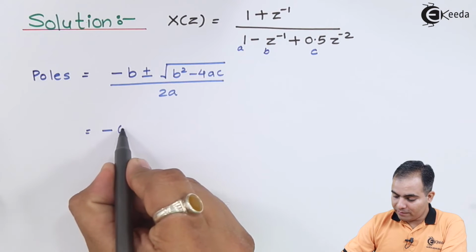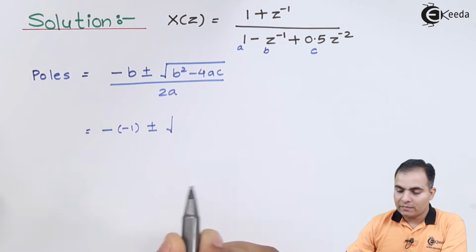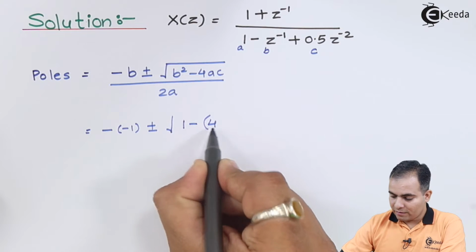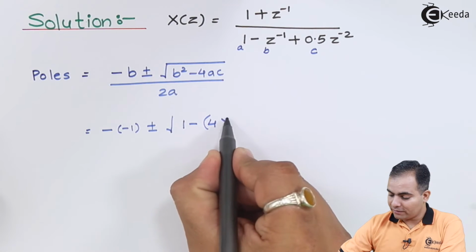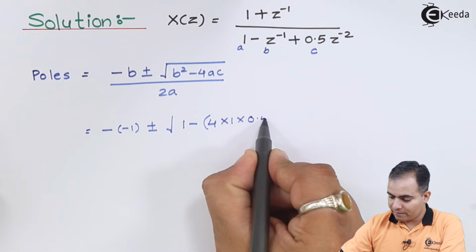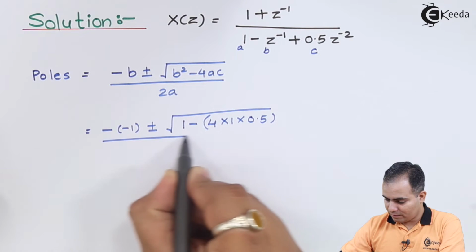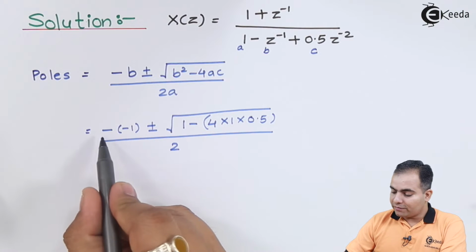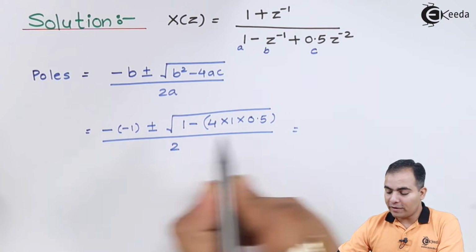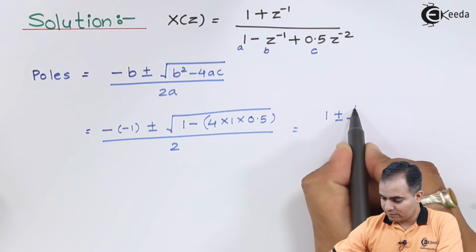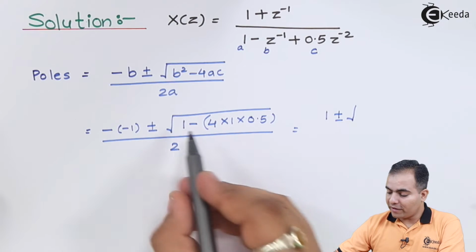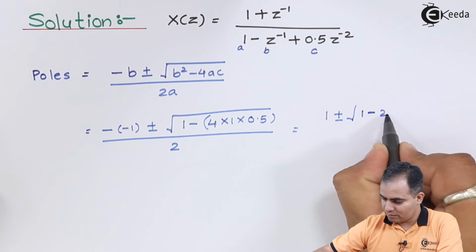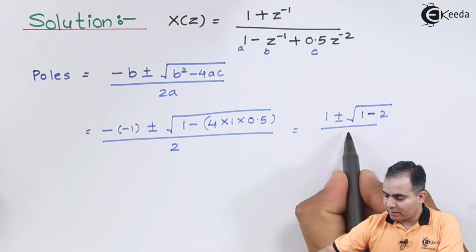My b value is minus 1, so I can write minus of minus 1. Now in the square root, first is b square, that is minus 1 square, which is 1 always. Now 4 into ac, here my a value is 1 and my c value is 0.5, and the whole is divided by 2 into a, and a value is 1, so that is 2 only. Now we will solve the numerator part. Minus into minus, answer is plus 1, plus or minus, inside the square root we have 1 minus 4 into 0.5. 4 into 0.5 is always 2, and the whole divided by 2.